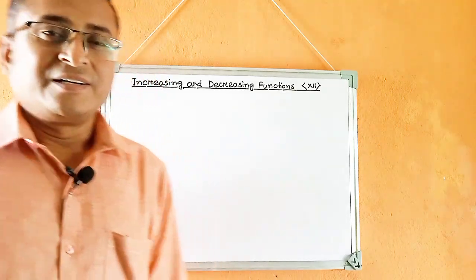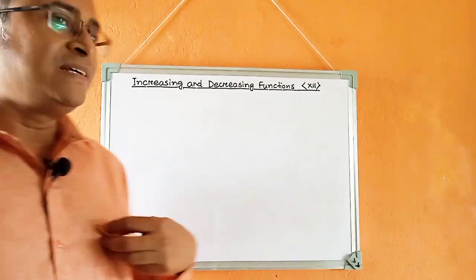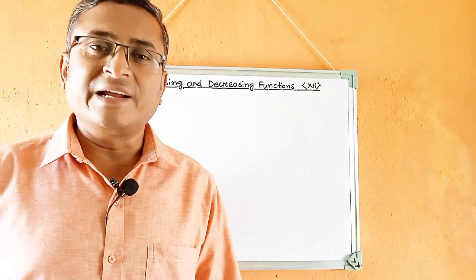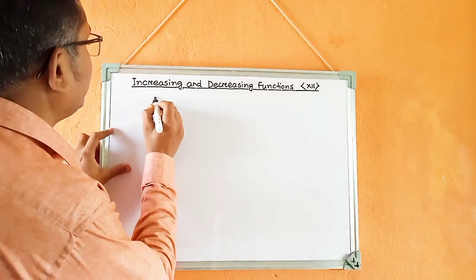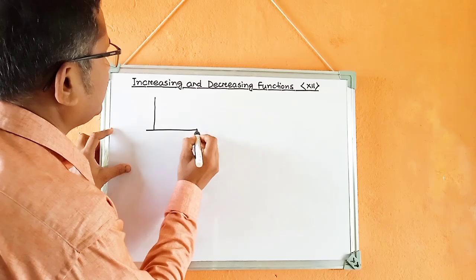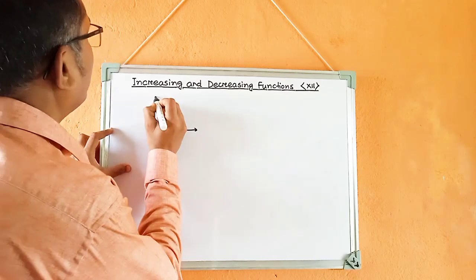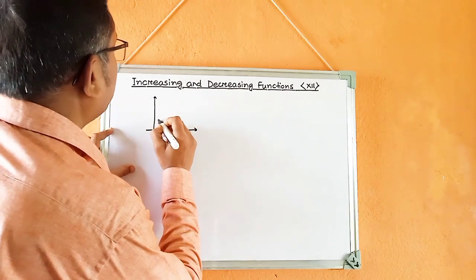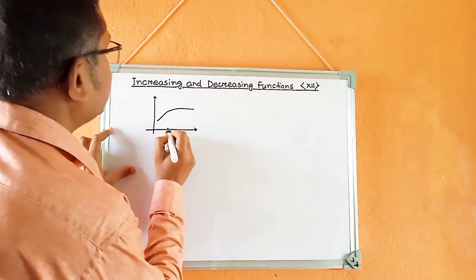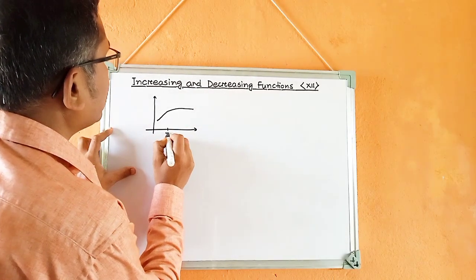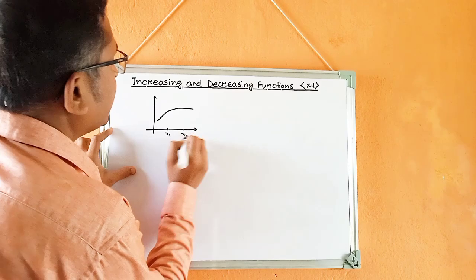Okay, so let's start. First of all, what is an increasing and decreasing function? Using a graph, I draw a graph. This is the x-axis, this is the y-axis. Now we take two points. Suppose the first one is x1 and the second one is x2.